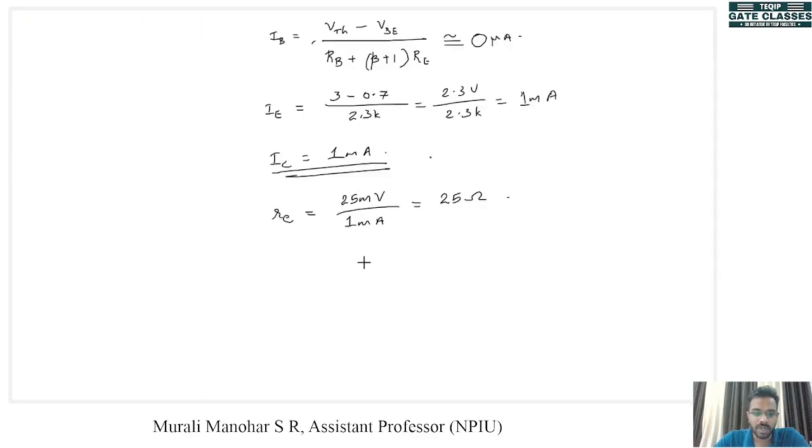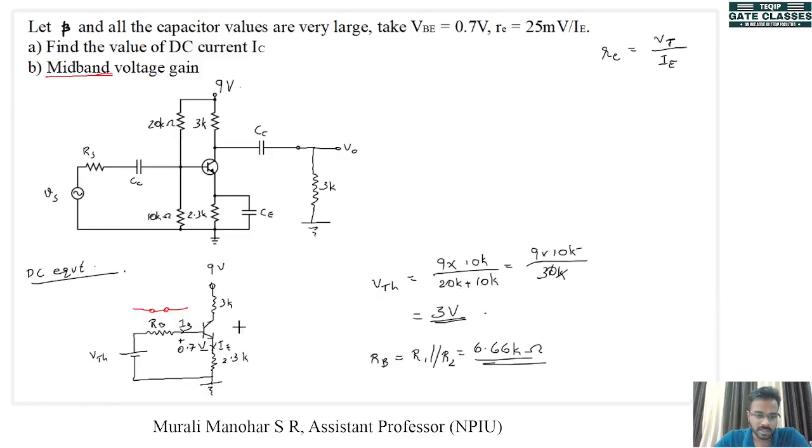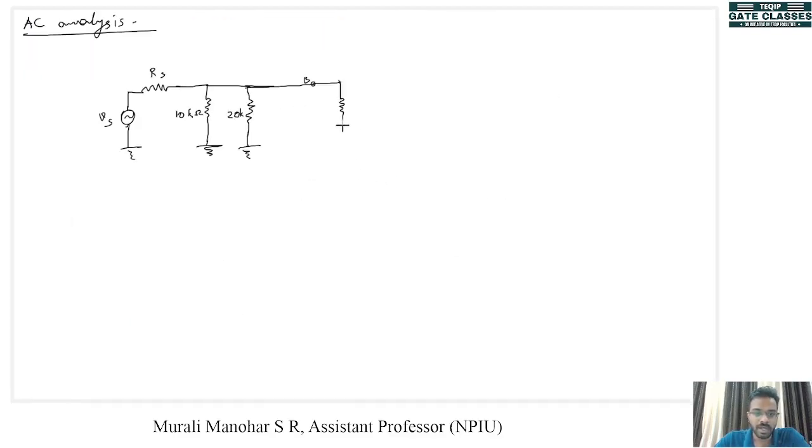Since we have found out RE, we can use the RE model. This is connected to the base. From base we have the RE. Since there is a bypass capacitor, this resistance is now shorted out. So there is only RE here.